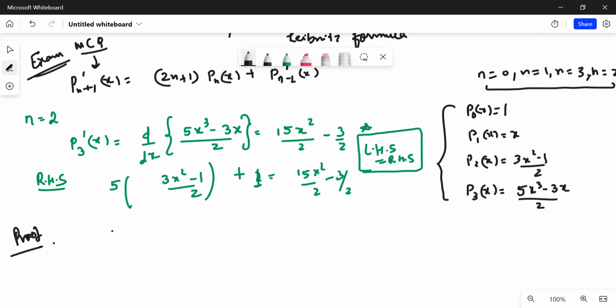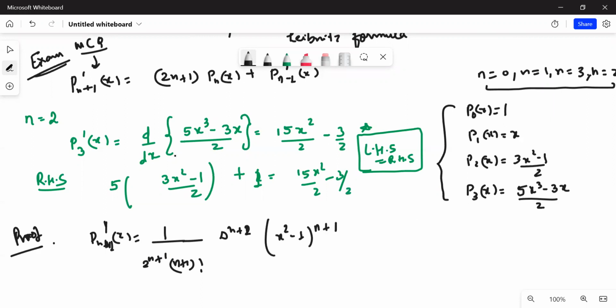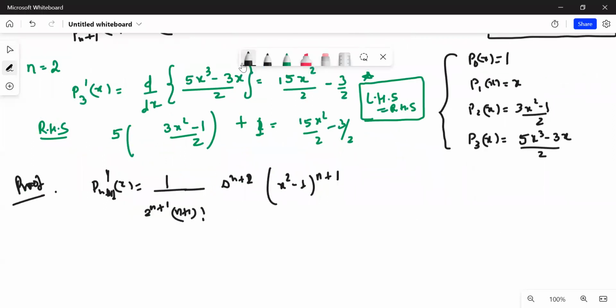Okay, so let me try to write what is P(n+1)'(x). So your P(n+1)'(x) would be 1 upon 2 to the power (n plus 1), and then you can write (n plus 1) factorial, and then you can write d^(n+2) upon dx^(n+2), because P(n+1) would be d^(n+1), and then again a derivative, this is the P(n+1) derivative. So this is d^(n+2). And then you have (x squared minus 1) to the power (n plus 1). And then you're going to write it in this way.